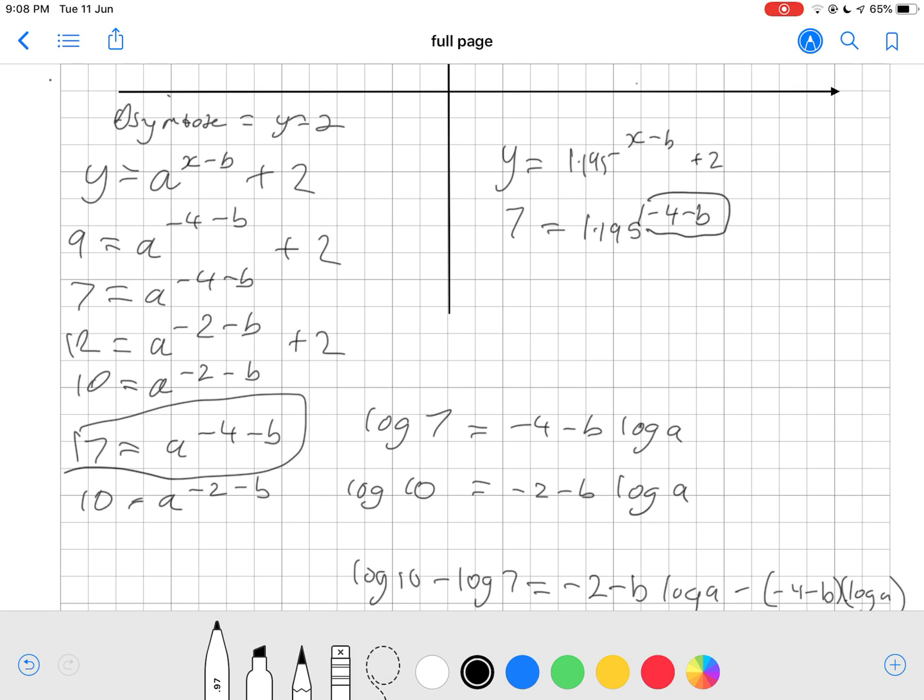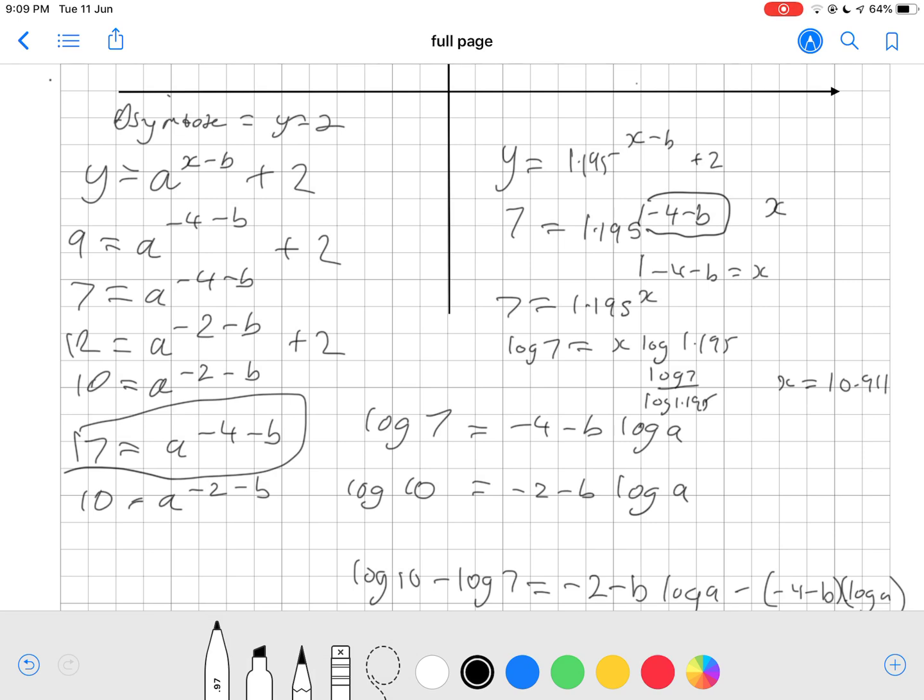So for now, we'll just call this x, okay? So we'll say negative 4 minus b equals x, okay? So we'll say 7 equals 1.195 to the power of x. Log both sides, so log 7 equals x log of 1.195, and then we have log 7 divided by log 1.195. So log 7 divided by log of 1.195, and that gives us x equals 10.911.